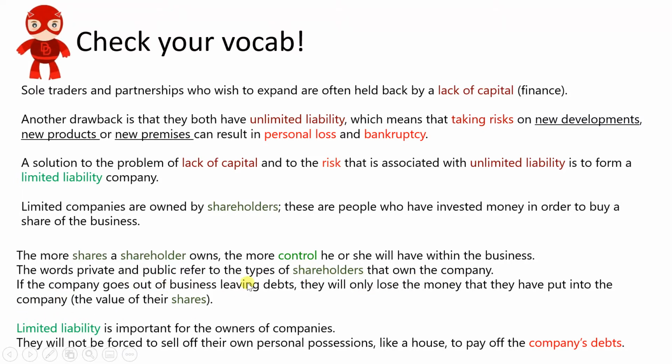If the company goes out of business leaving debts, they will only lose the money that they have put into the company, the value of their shares. Limited liability is important for the owners of companies. They will not be forced to sell off their own personal possessions, like a house, to pay off the company's debts. So it's a point we need to underline so that we understand the limited part of it.